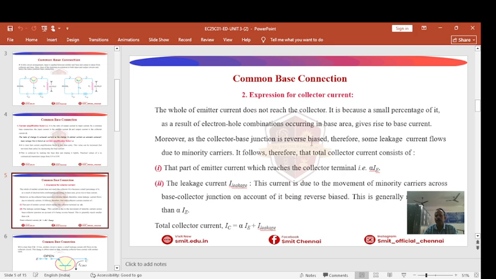Generally, the collector base junction is reverse biased, whereas the emitter base junction is forward biased. There will always be some leakage current that flows due to minority carriers. So for calculating the total collector current, we have to take into account both the majority current as well as the minority current, so we have to include the leakage current also. The total collector current IC is equal to alpha IE plus I leakage. Alpha is the current amplification factor, IE is the emitter current, plus the leakage that is induced due to the minority carrier injection.